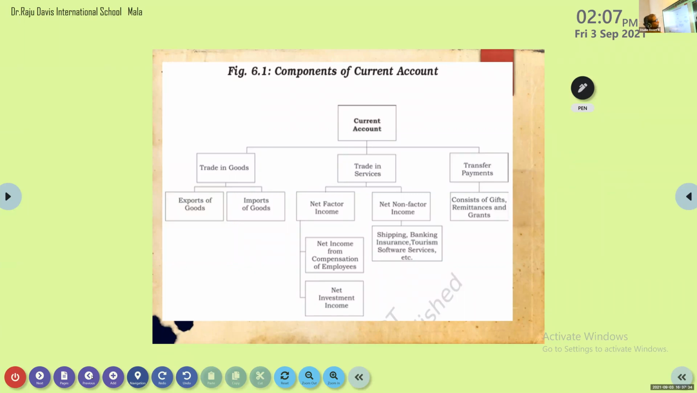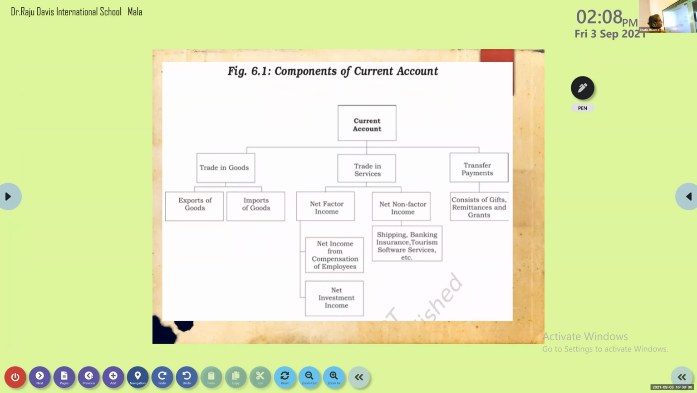Sharath, can you tell what all comes under visible items? Import of goods and export of goods. Okay. That is trade in goods. Another one, second one. So visible items over. And another item, what comes? Aparna, what is that? Invisible items. In the invisible items, what all are coming?